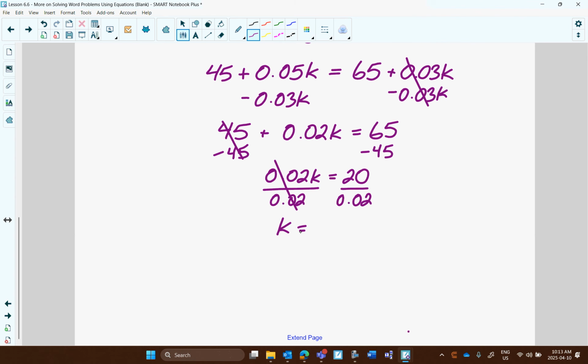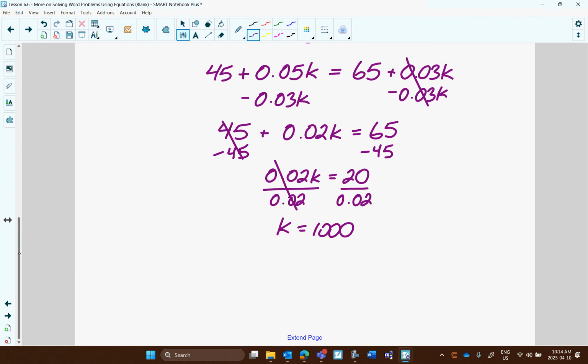What do we get? 1,000? So that means that if he drives 1,000 kilometers, it doesn't matter which company he goes to. The cost is going to be the same. If he drives less than 1,000, then the cost for one's going to be better. If he drives more than 1,000, then the cost for the other one's going to be better. We'll talk about that later.